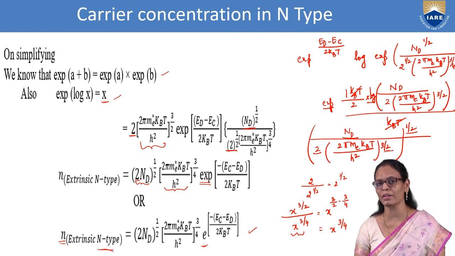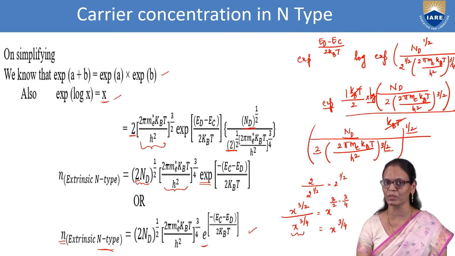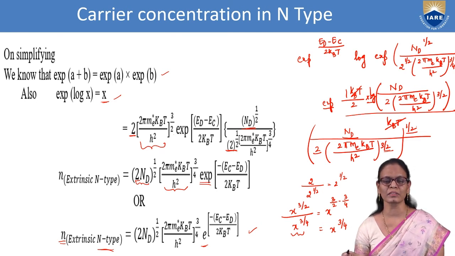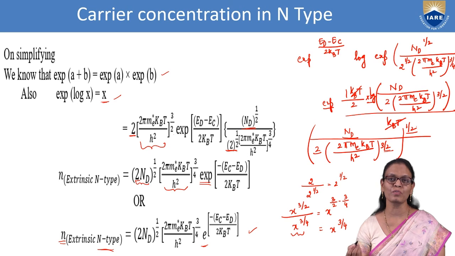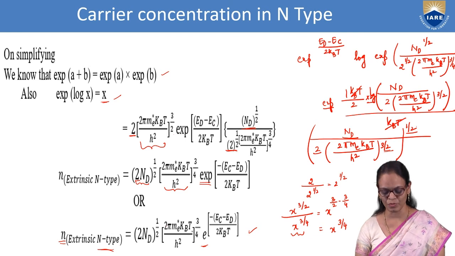So for getting this, what did we do? We have first seen what is the concentration of electrons in the conduction band. And we have also seen the number of donor atoms that are added, the concentration of donor atoms Nd. And at lower temperatures, we are equating both n and Nd. After simplifying, what we get is 2 Nd power half (2π me kBT/h²) power 3/4 e power minus (EC − ED)/2kBT.